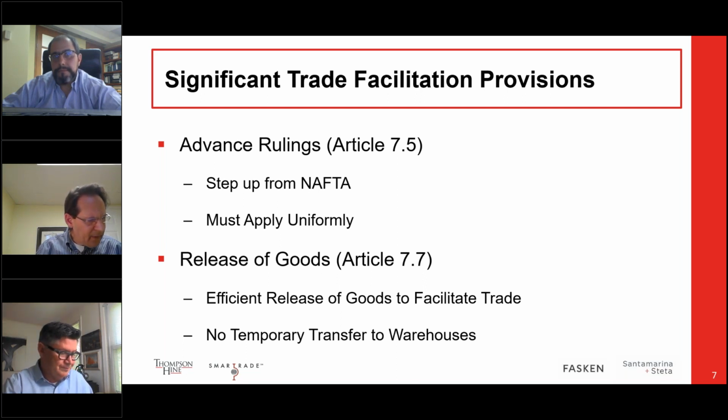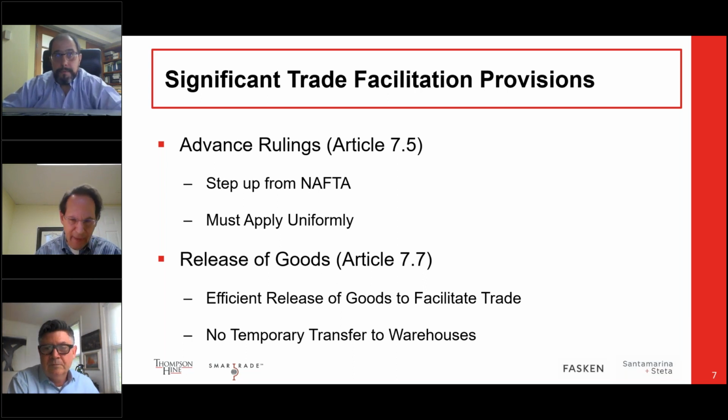Right. Okay. So the advanced ruling system did exist in NAFTA. For those of you that are not familiar with advanced rulings, they're basically a binding opinion that's issued by the government with respect to the importation of a good prior to that good coming in. And it's a discussion, a decision and a ruling by the government as to how they will treat that good.